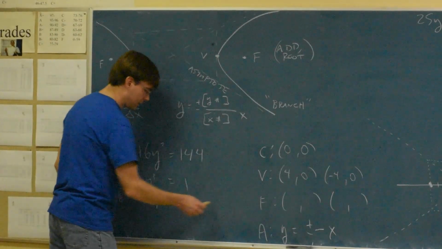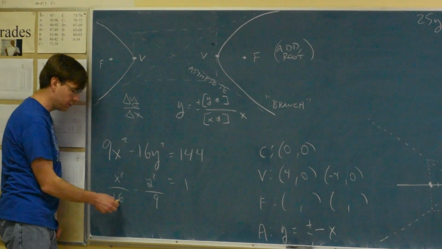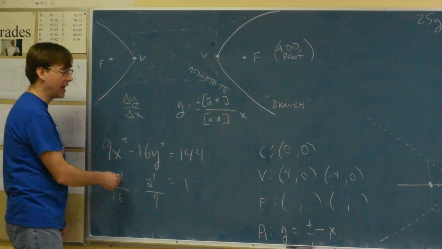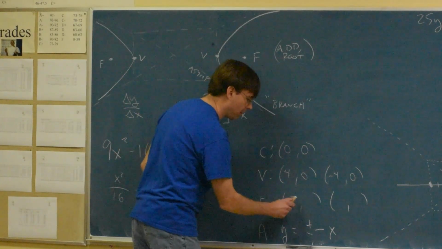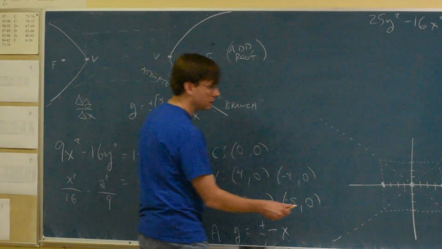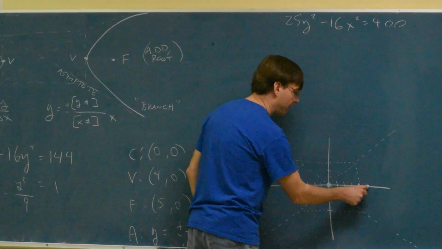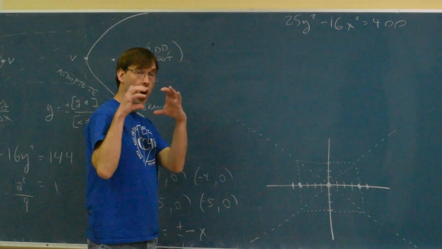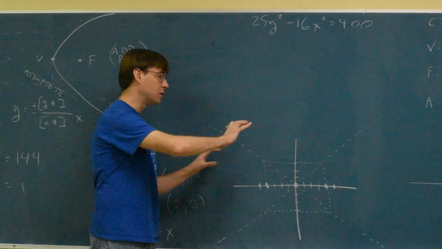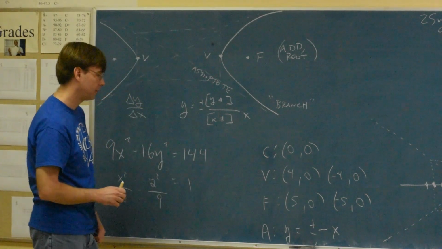To do the focus, we're going to add these numbers and root. Adding those is 25. Rooting 25 is 5. And since x was first, x dominates that question. 5, 0 is one focus. Negative 5, 0 is the other focus. So that's going to go here and there. Unlike the ellipses where the foci were always inside the shape, on this one the foci will always be outside the box. If you ever get a focus inside the box, you made a mistake.